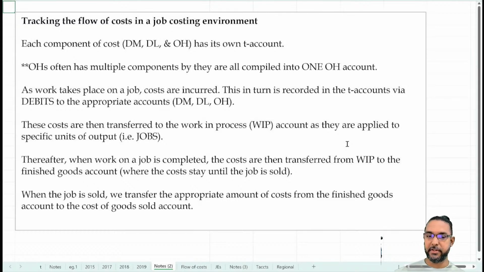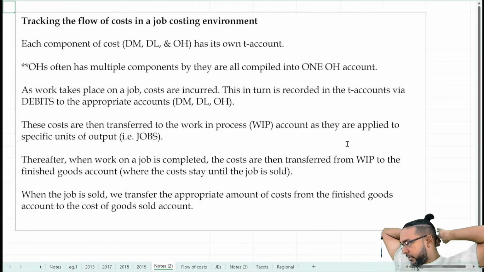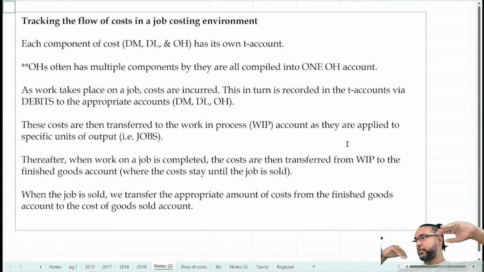So all these are the words that talk through what we saw on the previous page. After this, I'll give you the journal entries. We'll go back to the diagram, and we will show the journal entries in conjunction with the diagram.